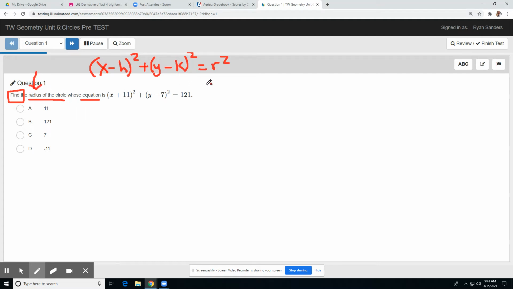So the radius is the number at the end, and the number at the end is a radius squared. So whatever number's at the end, that's all by itself, we would set it equal to the radius squared. To get the radius by itself, or to get r by itself, we have to undo the square. The opposite of square is square root. So we do the square root to both sides.